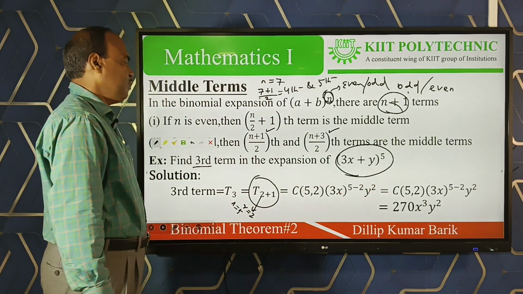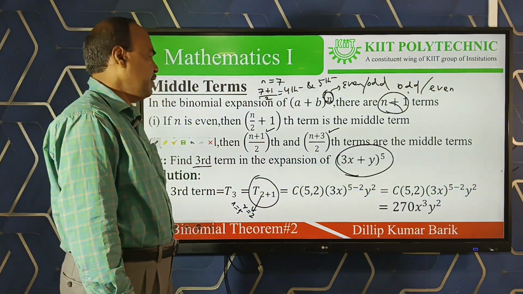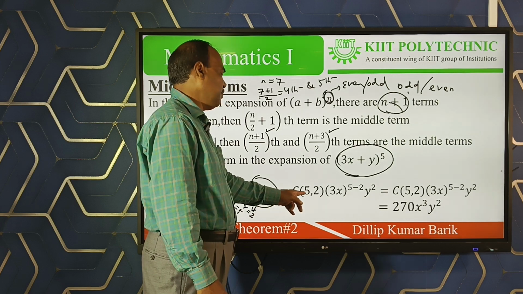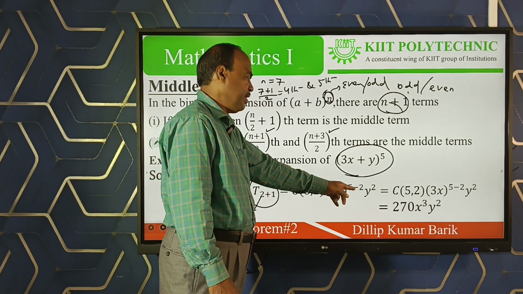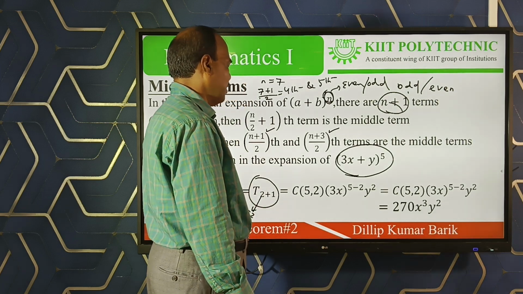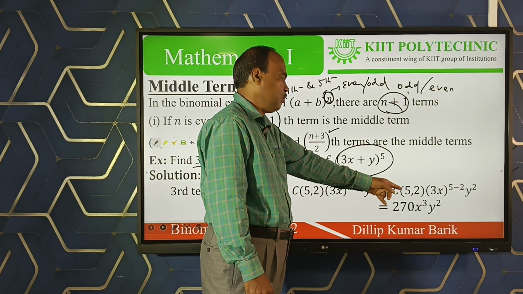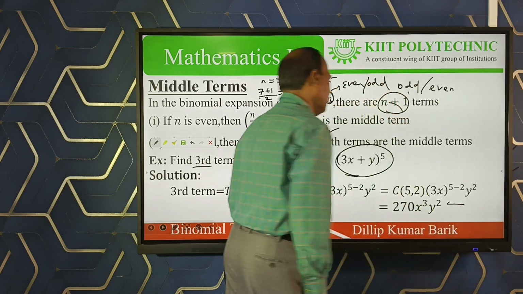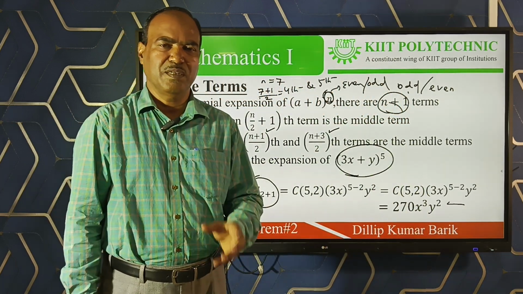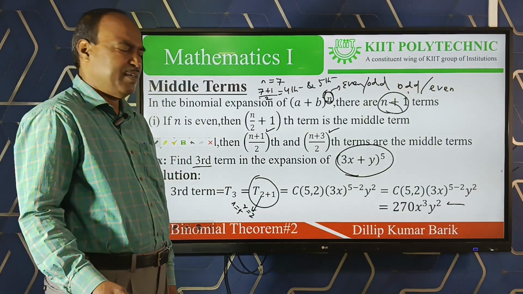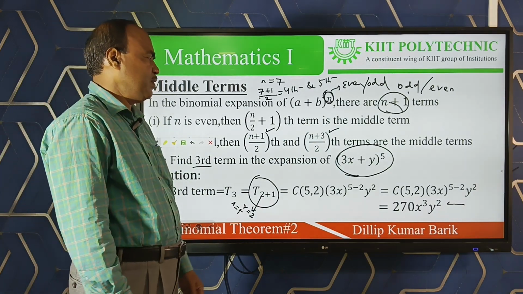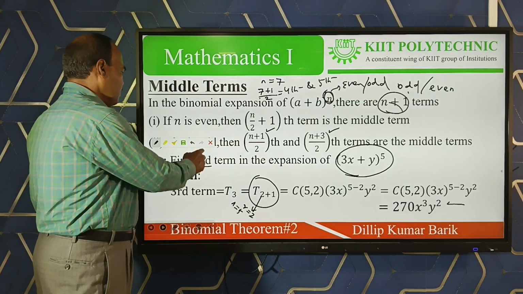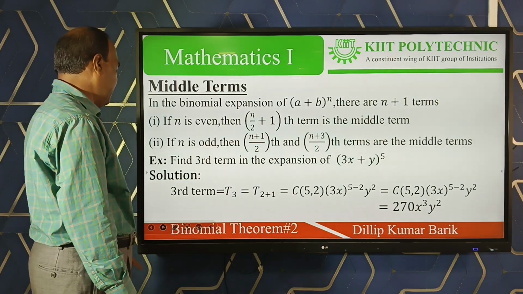5. So using the formula nCr a to the power n minus r b to the power r, here a is equal to 3x, b is y, that means 5C2 (3x) to the power 5 minus 2 and y to the power 2, or y square, which is nothing but 5C2 (3x)^3 y^2. After simplification, 5C2 is a combination formula, we get the value as 10, 3 cubed is 27, 27 tens are 270, x cube y square. So this is all about finding a term of an expansion.